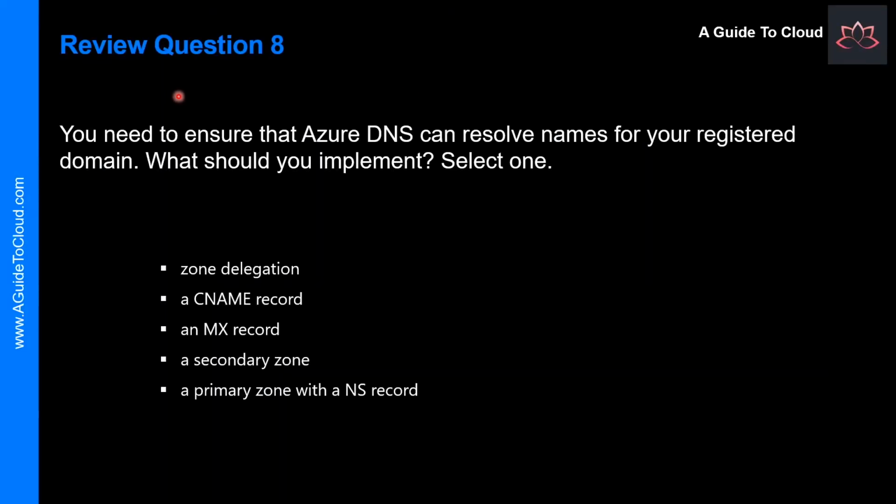All right, let's look at question number 8. You need to ensure that Azure DNS can resolve names for your registered domain. What should you implement? We just need to select one answer. And the correct answer is zone delegation. Once you create the DNS zone in Azure DNS, you need to set up NS records in the parent zone to ensure that Azure DNS is the authoritative source for name resolution for your zone.